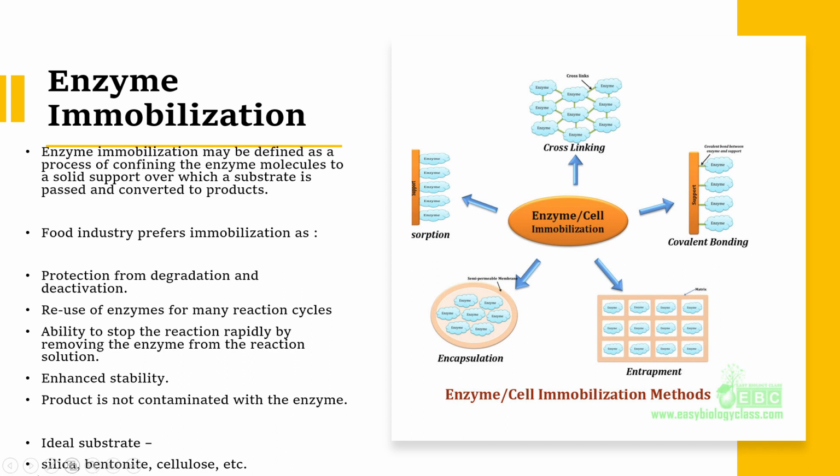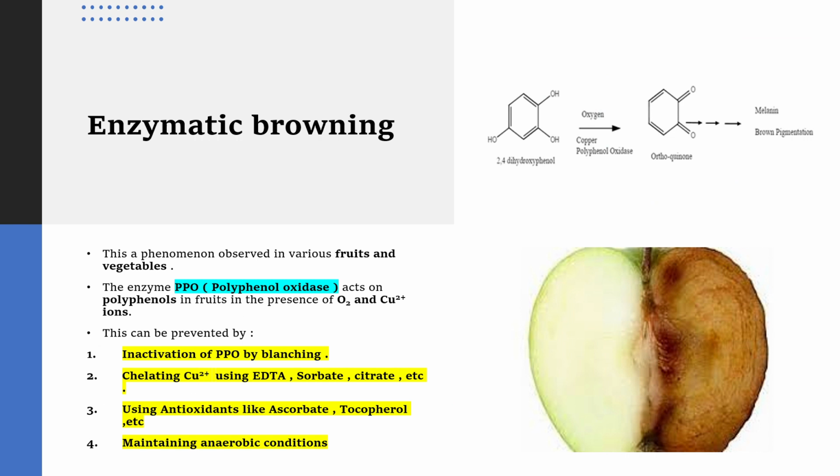Some of the ideal substrates onto which the enzyme is laid down are silicon, bentonite, cellulose, activated charcoal, and other such biomolecules. Some special methods of enzyme immobilization which you just need to know, no need to go into much detail, are cross-linking, covalent bonding, entrapment, encapsulation, sorption, which can be physical, chemical, biological, etc. Right.